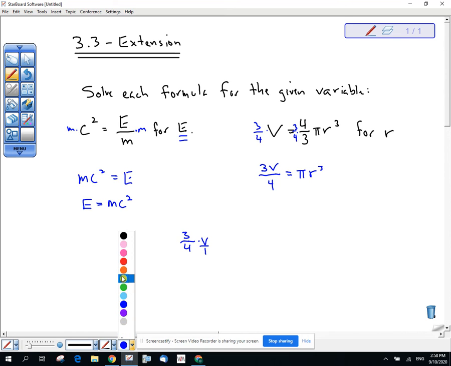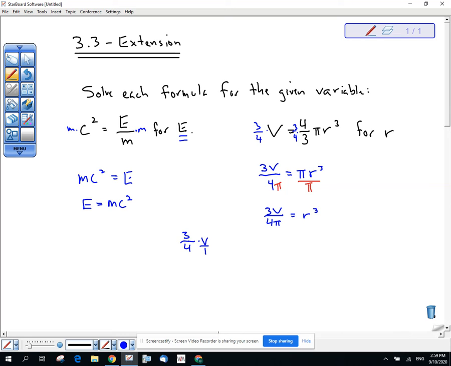Then what you could do is divide by pi. And I don't know if you know this, but when you divide by pi, it's like saying multiply by the reciprocal of pi. So that would be like saying multiply by 1 over pi. That's like putting pi right into the denominator. Let me say that again. When you divide by something, it's like saying multiply by the reciprocal. When we divide by pi, then, it's like saying multiply by 1 over pi. We already have a fraction here, so when you multiply by 1 over pi, the pi just gets put right into the denominator. So now you have 3v over 4 pi equals r cubed.